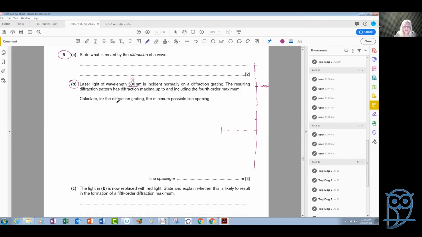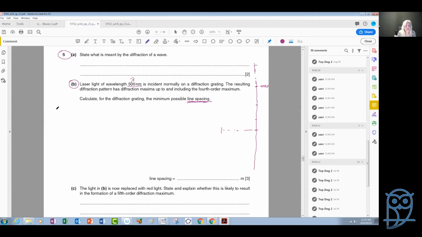Calculate for the diffraction grating the minimum possible line spacing. When they say line spacing, they mean the distance between two slits in the grating. A grating can have 300 slits, or 600, or even more than that. But they ask for the distance between two slits in this grating.